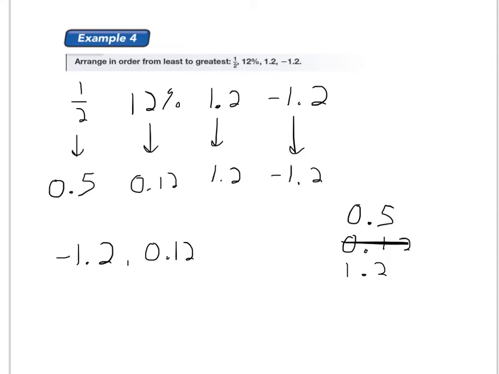Well, using the same logic here, 0 compared to 1, I know 0 is less, so that means 0.5 is the next one, which means 1.2 has to be last.